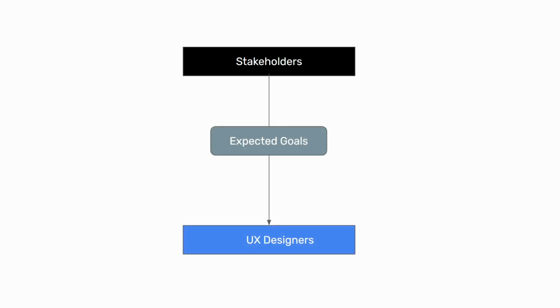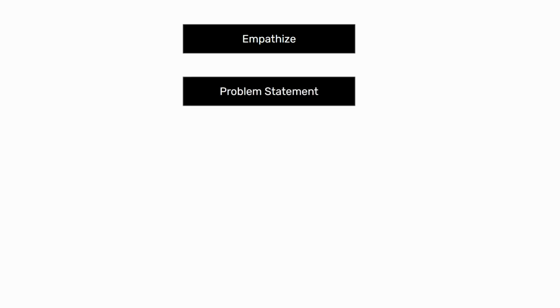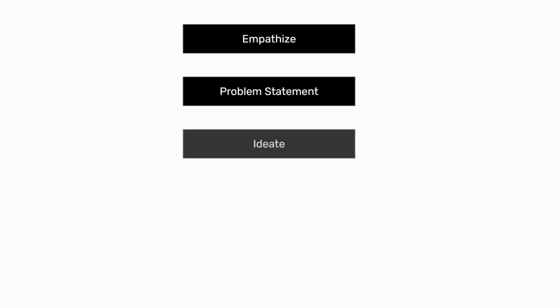Now, after the stakeholders present a problem and state their expected goals to us, the next stage of our workflow will be for us, the UX designers, to empathize with the users. Now, after we empathize with the users facing the problem, we are going to create what we call a problem statement. And after creating this problem statement, the next stage of our workflow will be the stage where we will have to come up with ideas that can be best business solutions to the problems highlighted in the problem statement.